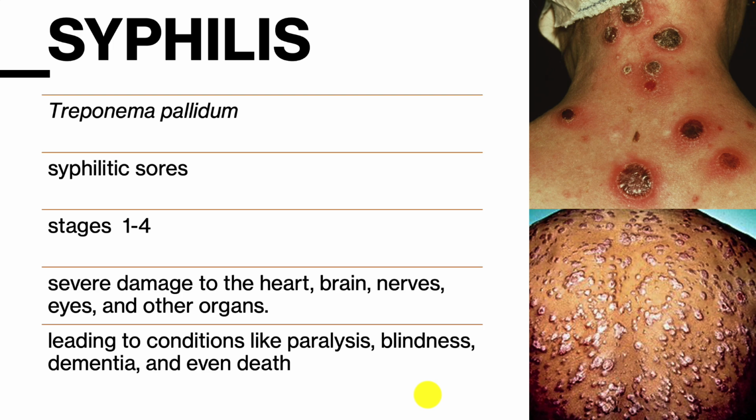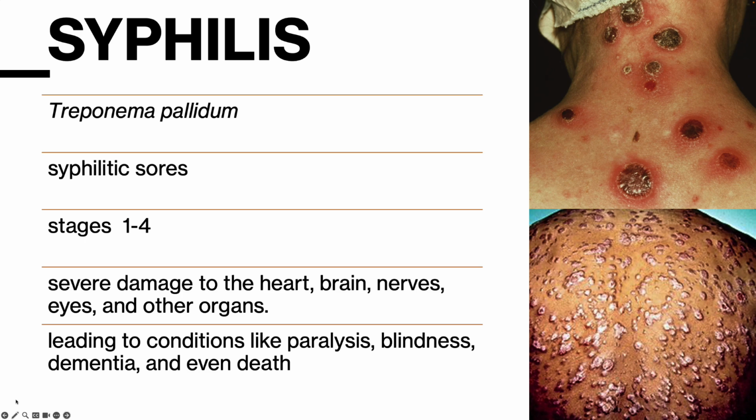There are 4 stages of this disease, and it comes with these ulcers or these sores. So you can see the difference between early stages and more profound late stages on the bottom picture there. And if left untreated, this leads to severe brain, heart, neurological, and other organ failures. And this could also lead to paralysis and blindness and dementia, and in most cases, even death. So this was something that we were doing here in the States.